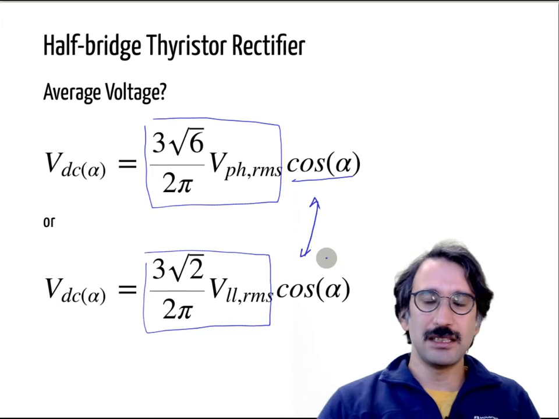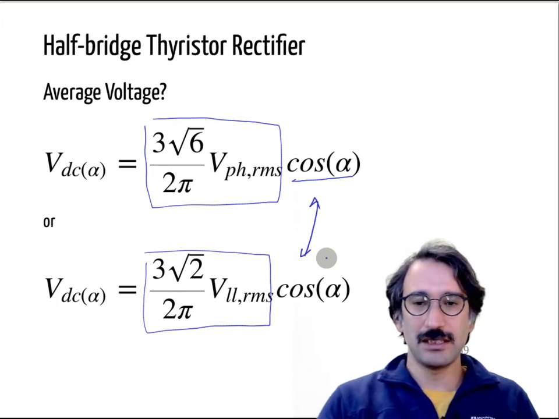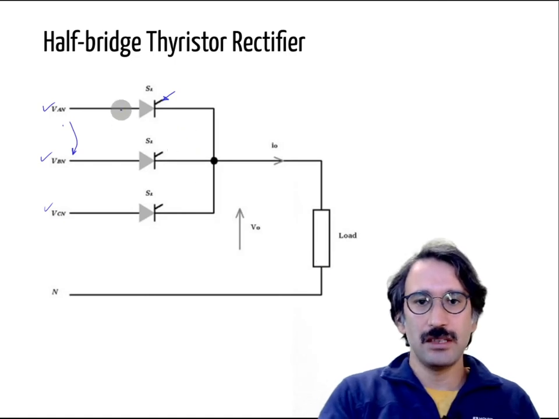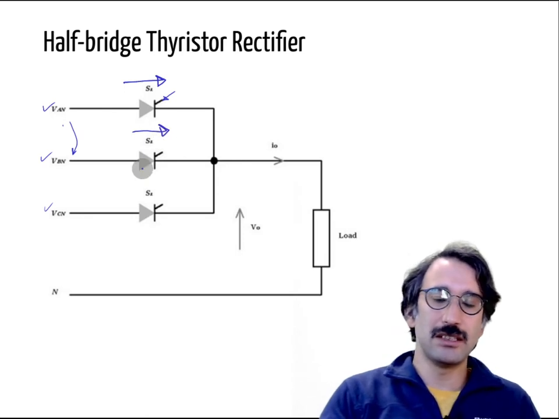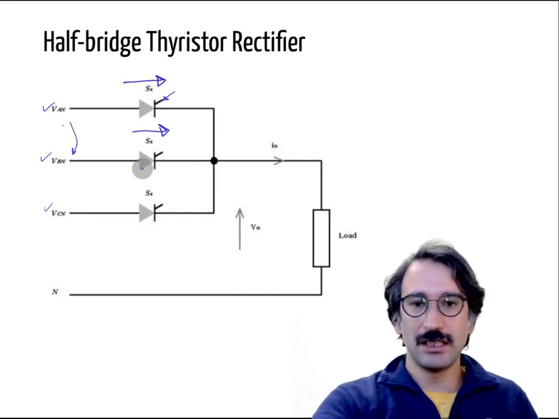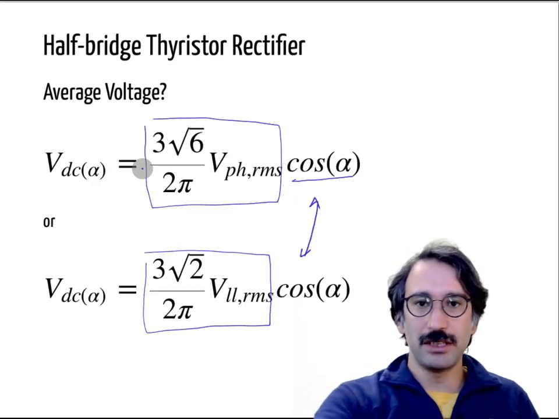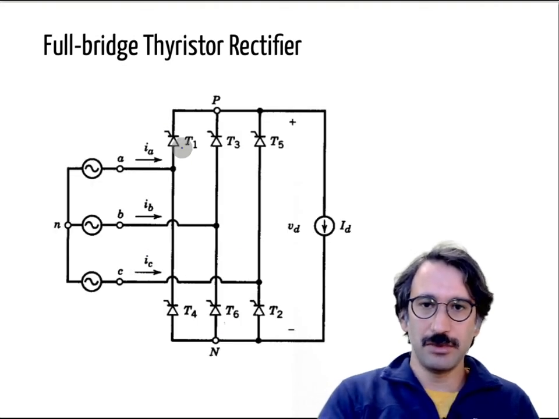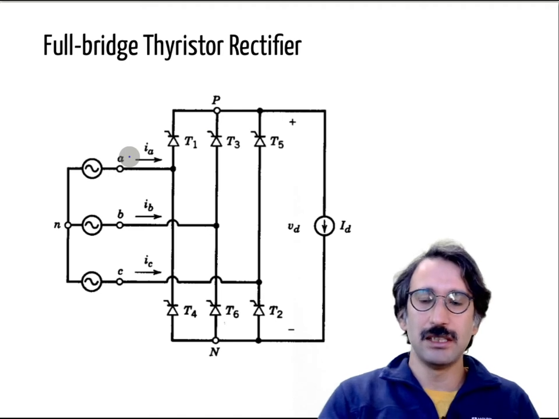Again, it has the same disadvantages. For each phase you only have positive currents, so it introduces a DC offset to the grid, and we don't want that. So let's focus our efforts on the full bridge thyristor rectifier, and we will do the derivations for that one.